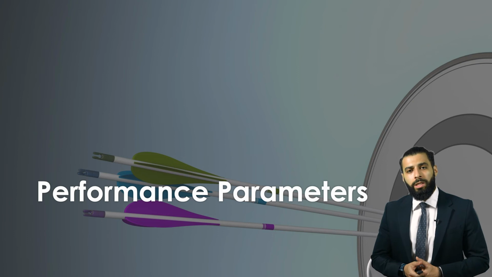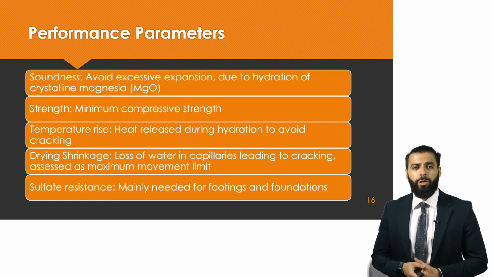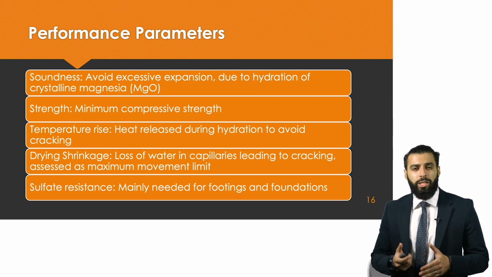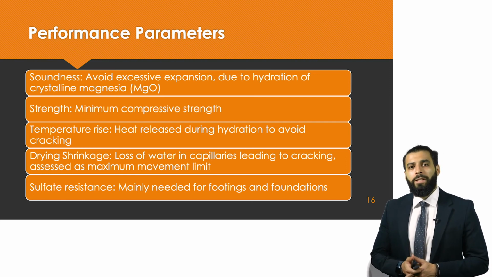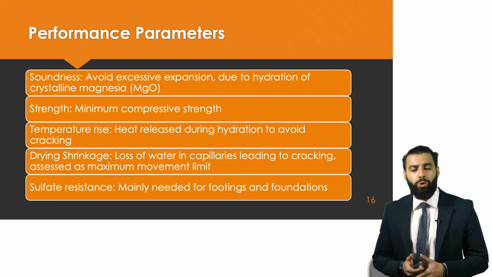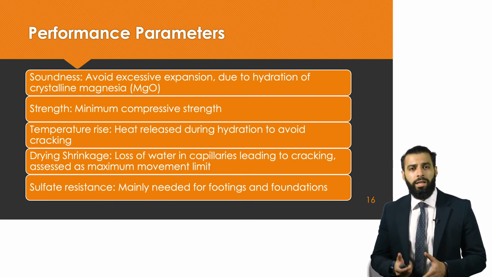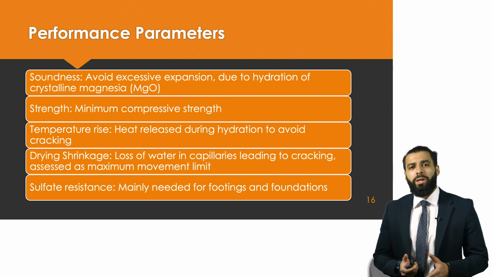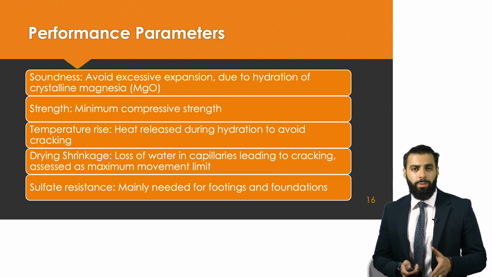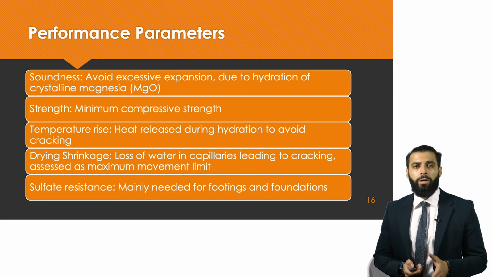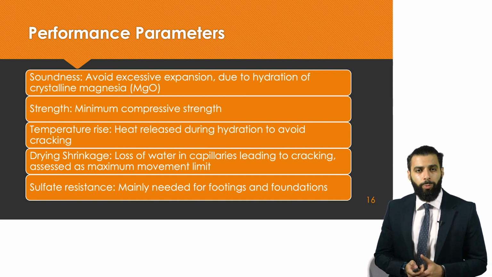Now, the performance parameters that all these cement types have to abide by according to the standards, these are listed in front of you on the screen. So the first parameter is the soundness of your cement type that you use in your concrete mix. You need to avoid excessive expansion. That's what soundness refers to in the standards. And you get expansion due to the hydration of the crystalline magnesia. And that's why the Australian standards specify that magnesia has to be present in your cement mix in a proportion that's less than 4% or 4.5% at a maximum.